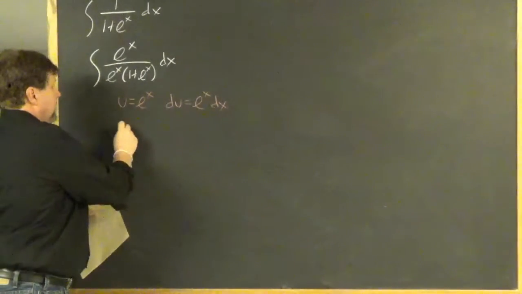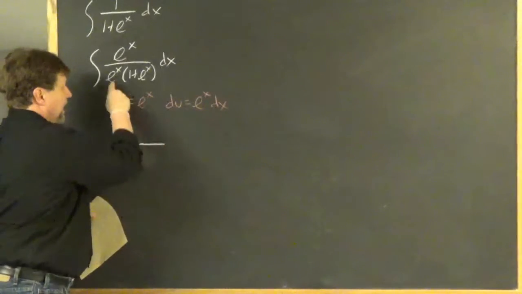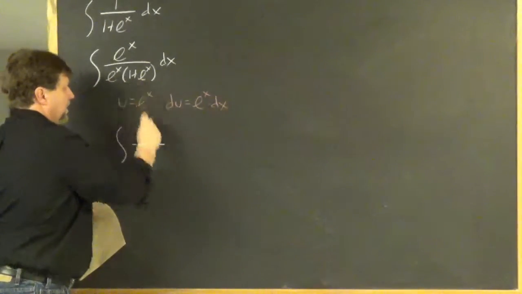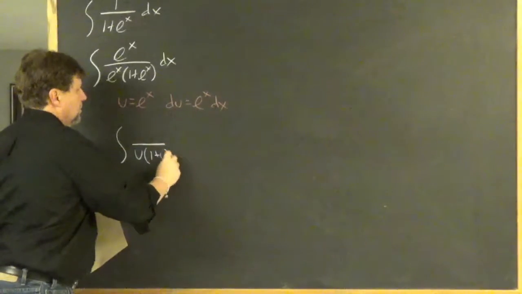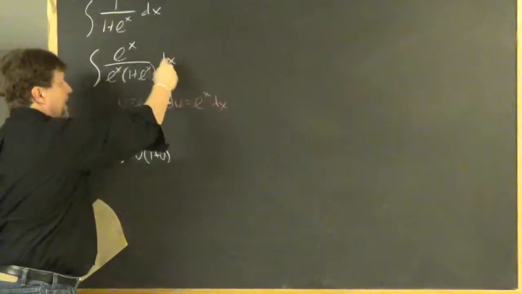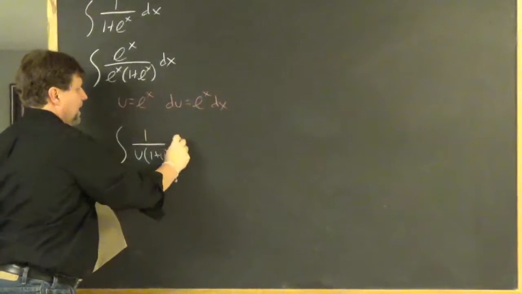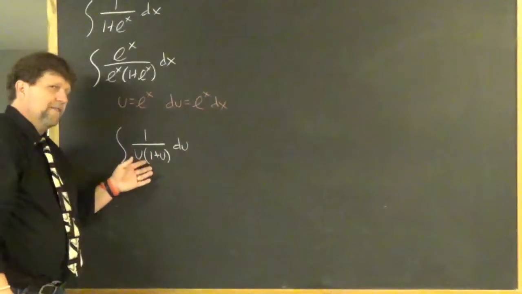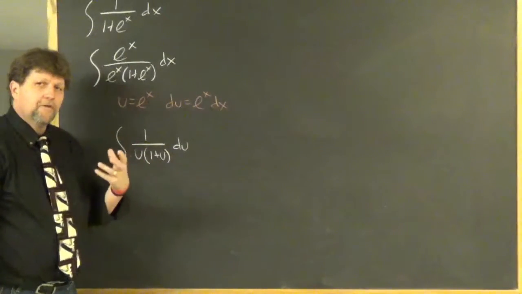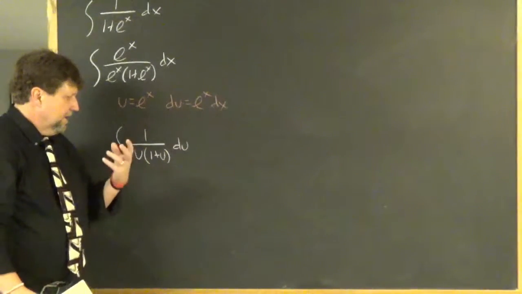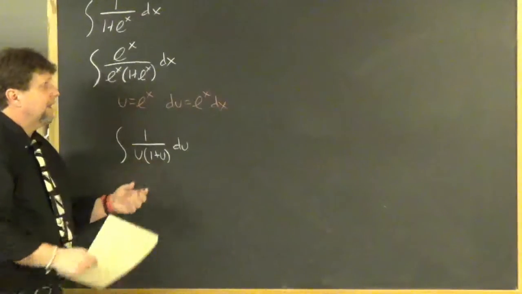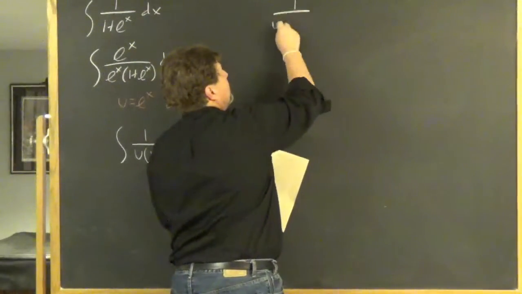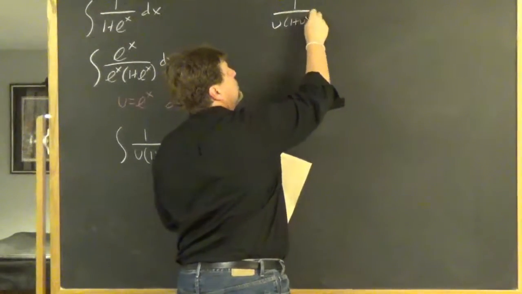So when you substitute in the denominator you have, well, u times 1 plus u. And then the e to the x dx is taken care of by du. And now you have the setup. It's the classic setup for partial fraction decomposition. So for this partial fraction decomposition, let me pull it on over here: 1 over u times 1 plus u.